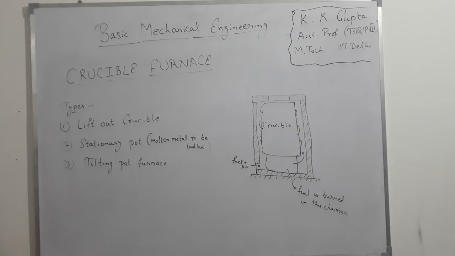After the metal is melted in the crucible, in the first, lift out crucible, we lift out the crucible and remove the melted metal. In stationary pots, the crucible is fixed at its position and the melted metal is lifted out with the help of ladle. And third is tilting pot furnace. In this, crucible is just tilted and melted metal is removed from the crucible.